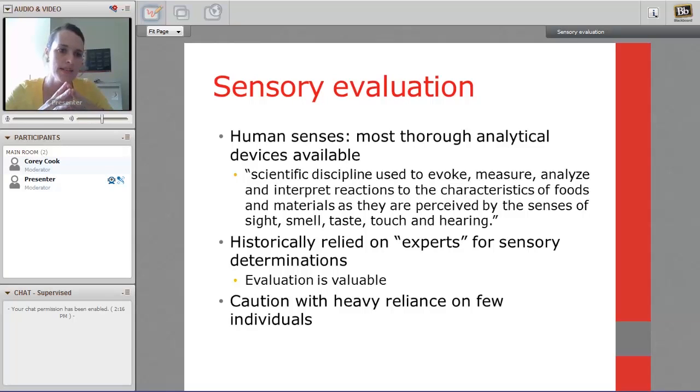So do they make sense? Are they perceiving things? Is there something going on as far as their perception goes, as far as their understanding of the particular attributes goes? And it's related to foods and materials. So foods, wine, beverages, as well as non-food products like creams and ointments and lotions and that type of thing. And it's as they're perceived by all of our senses: sight, smell, taste, touch, and hearing. So it's everything. We tend to focus on the easier ones. We don't tend to get that much into hearing, but that certainly also adds to our enjoyment of food.